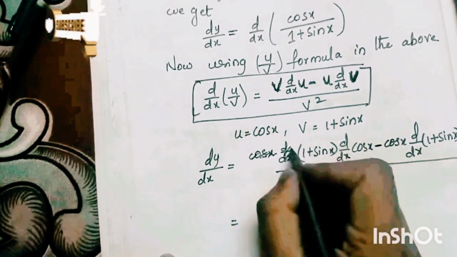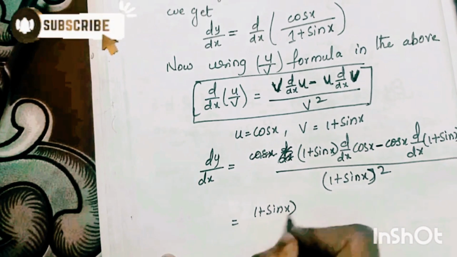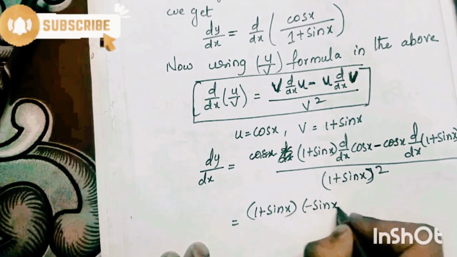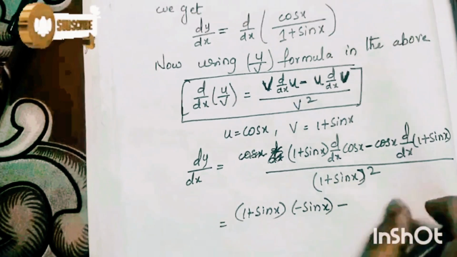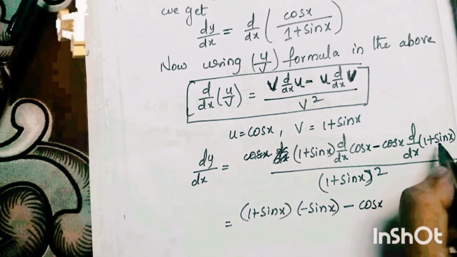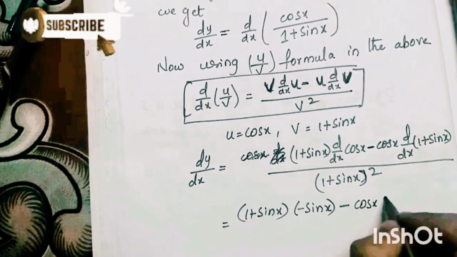Now differentiate one by one. 1 plus sin x as it is, write it down here. Now d/dx of cos x means minus sin x. We have to solve step by step, children. Cos x into d/dx of 1 plus sin x. How much? d/dx of 1 is 0.